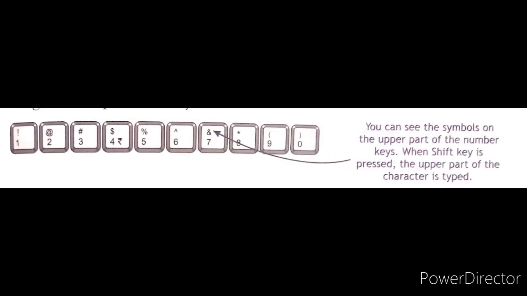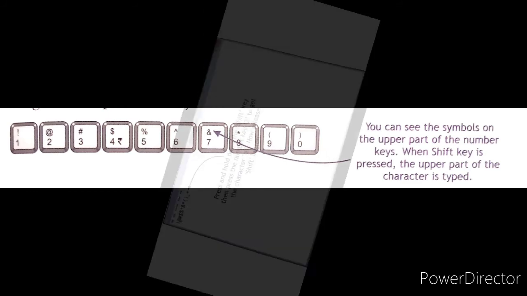Now let's discuss how we will type special characters. The symbols marked on the upper part of the number keys are typed when the shift key is pressed along with the particular key. You can see above the symbols on the upper part of the number keys. When the shift key is pressed, the upper part of the character is typed. To type the special characters like at the rate, dollar, percentage, and asterisk, keep the shift key in the pressed position and then type the number keys, that is 1, 2, 3, and 4, etc.